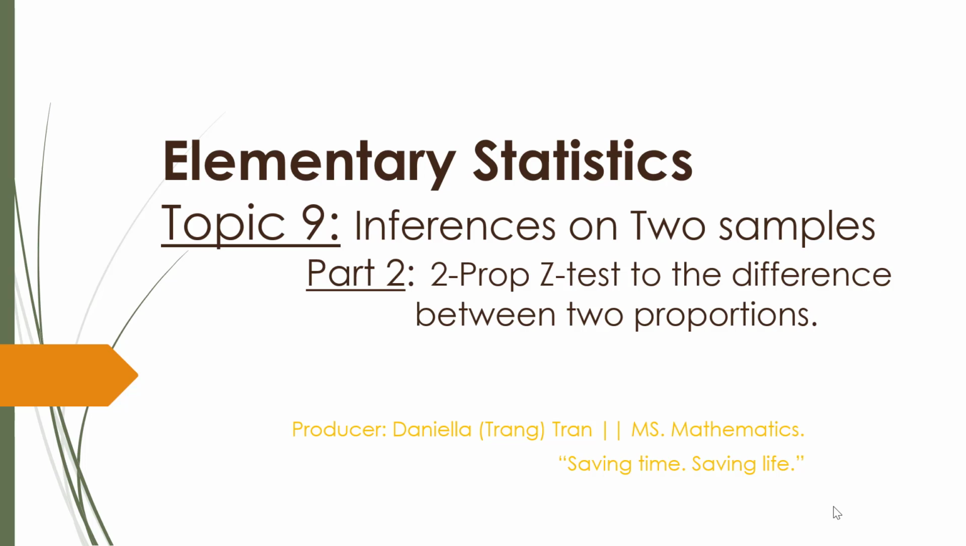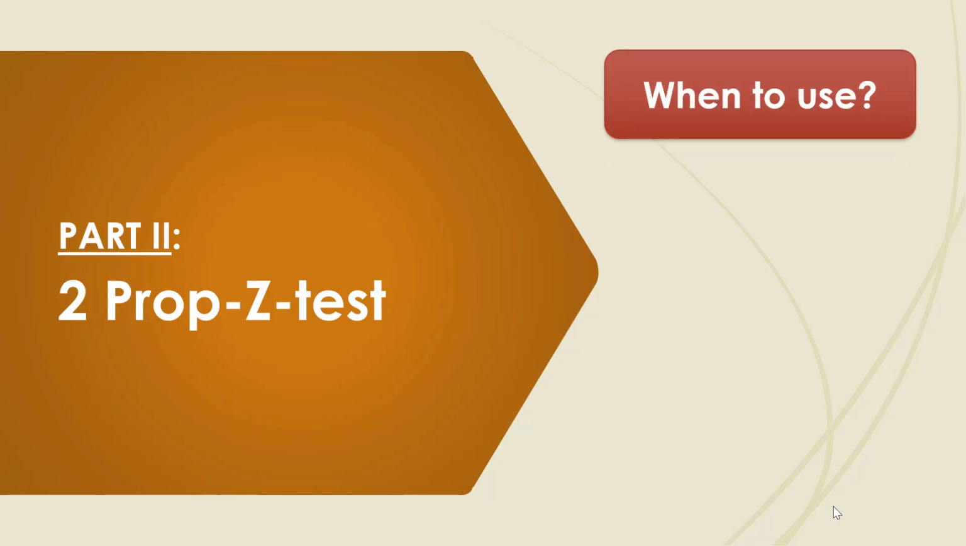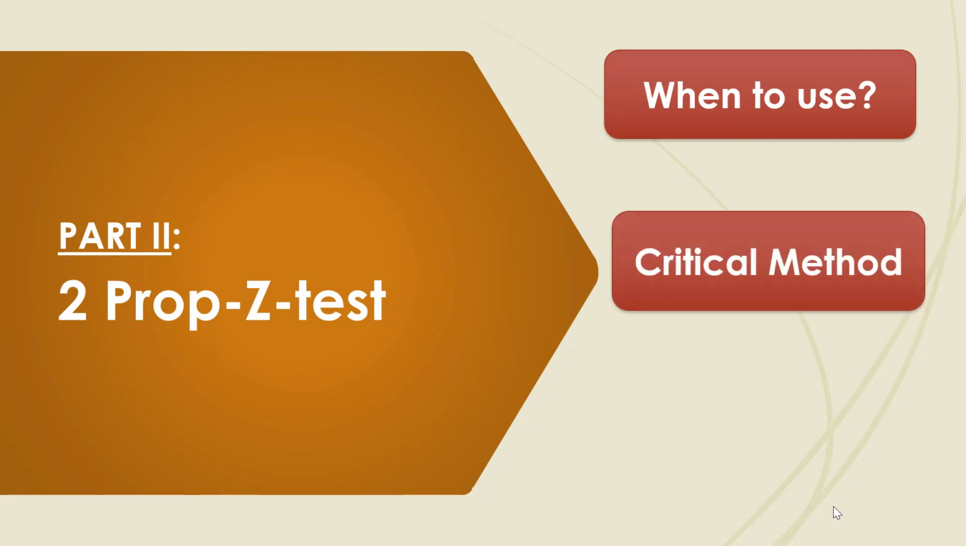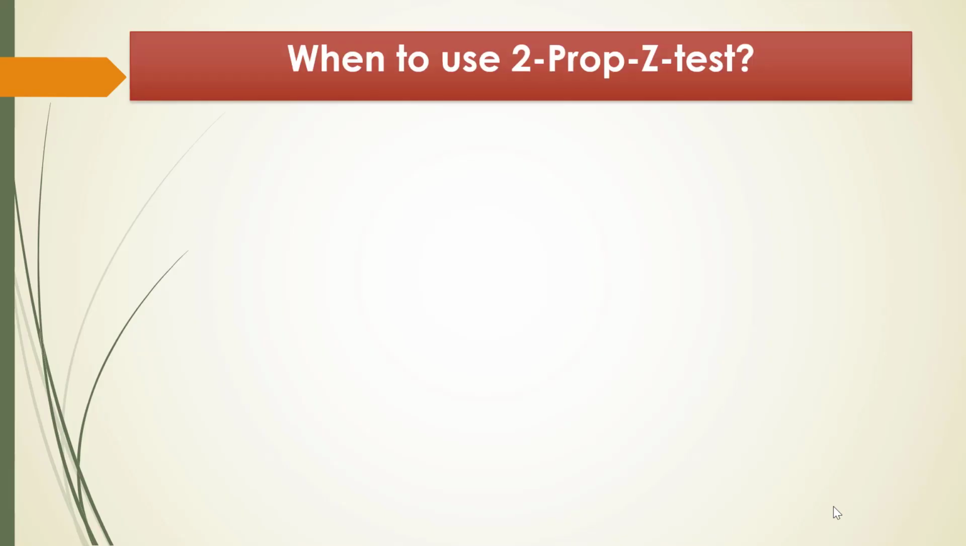Today I'm going to show you how to run a two proportion z-test for the difference between the two proportions. In this lesson, first I'm going to show you when to use the two proportion z-test, and then I'm going to show you how to perform the critical value method and the p-value method. So first, when to use a two proportion z-test. Here, 2 stands for two samples, prop means proportion, and z stands for the standard normal distribution.